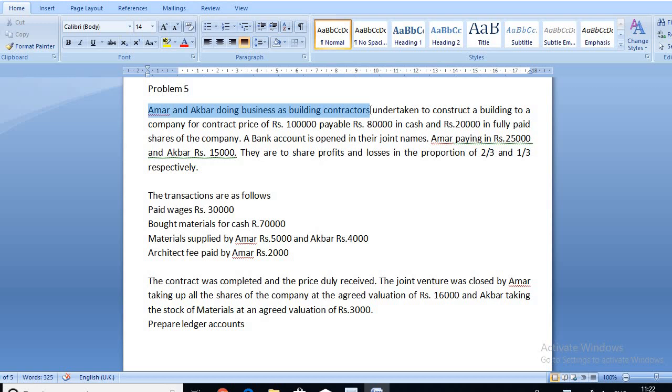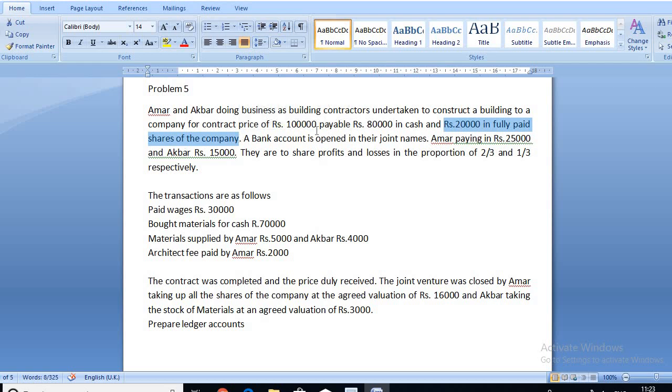Here both Amar and Akbar are building contractors and they have undertaken to construct a building for a company. The contract price is rupees 1 lakh. They will get 1 lakh rupees after completing the building. But of the 1 lakh rupees, 80,000 is payable in cash and the remaining 20,000 in the form of fully paid shares of the company.